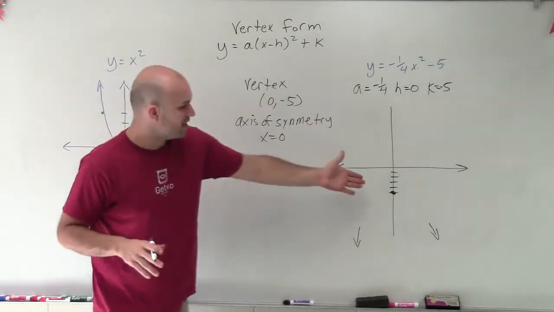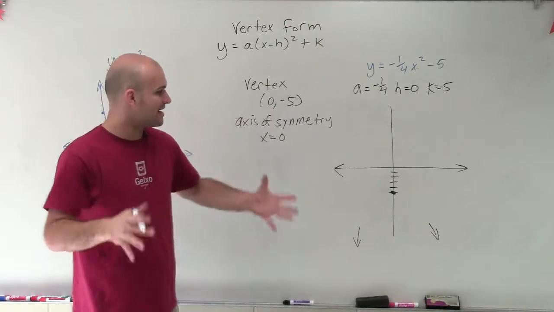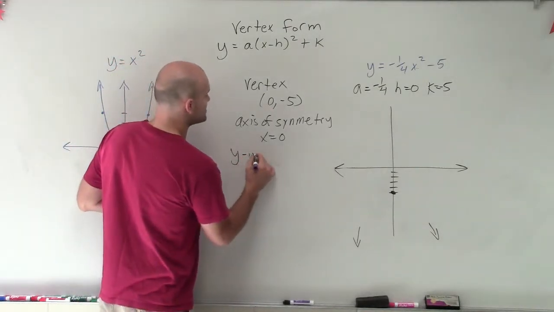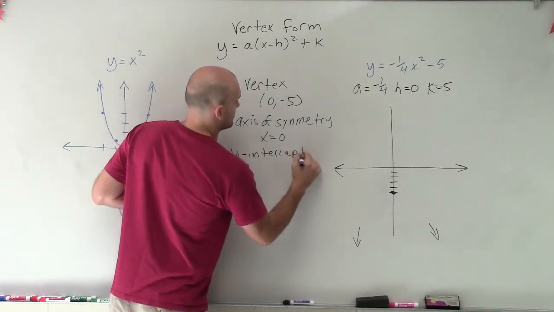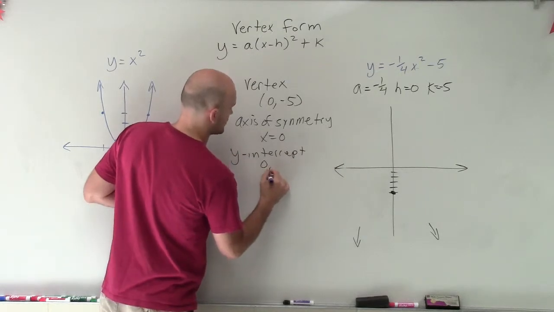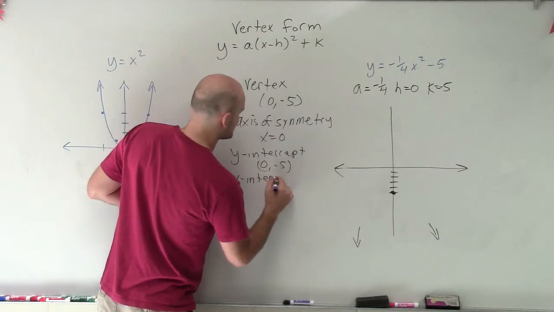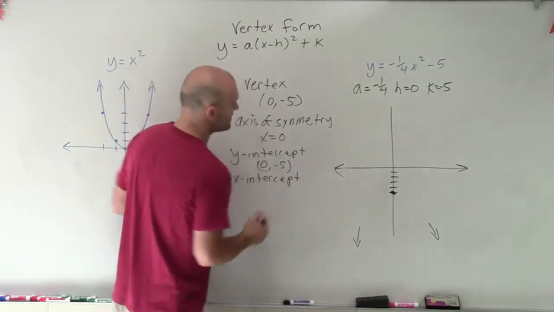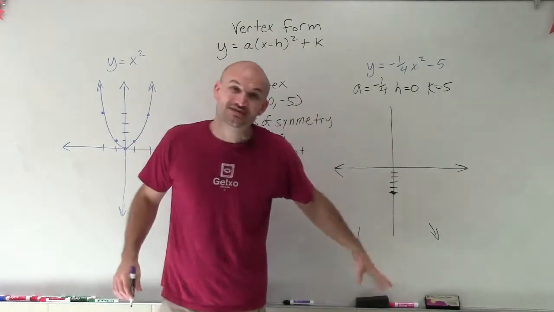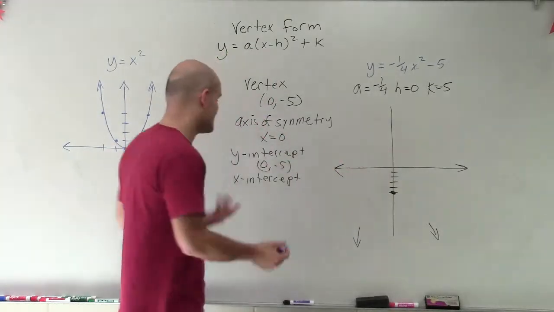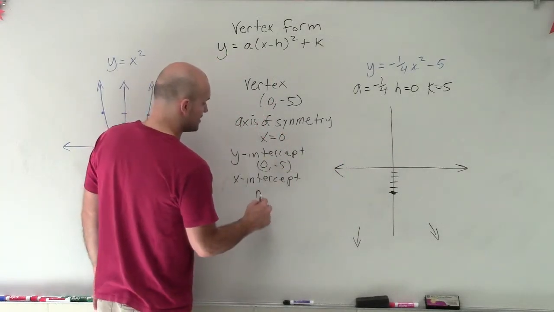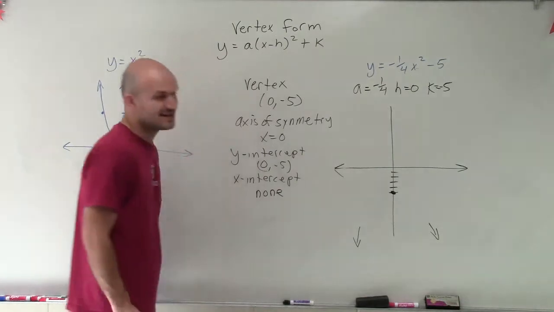All right. We can also say, since that's going to be my vertex and now my graph's going to open down, that the y-intercept is going to be at 0, negative 5. And then my x-intercept, as you can see, if here's my vertex and the graph is going to go down, it's never going to cross my x-axis. So my x-intercepts are going to be non-existent, or we'll just say none.